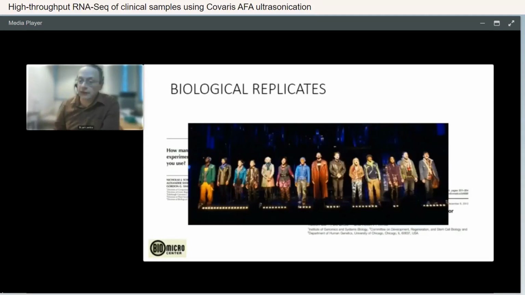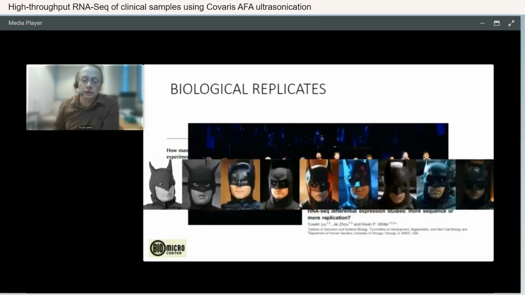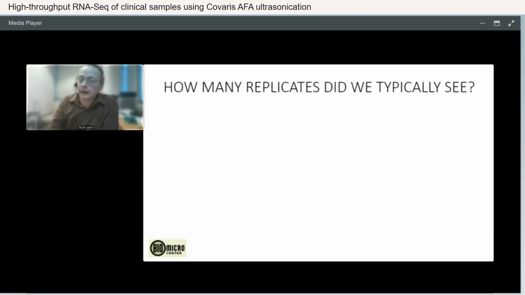It can be the cast of a Broadway show, or maybe we're going to normalize across all of the people who've ever played Batman. On the other hand, when we ask how many replicates we see on a day-to-day basis, or saw on a day-to-day basis, it's not a number we wish to discuss, because it's certainly not a number we should be seeing. We want to see more replicates. And so the question was, how do we get there? That was the question my lab undertook.